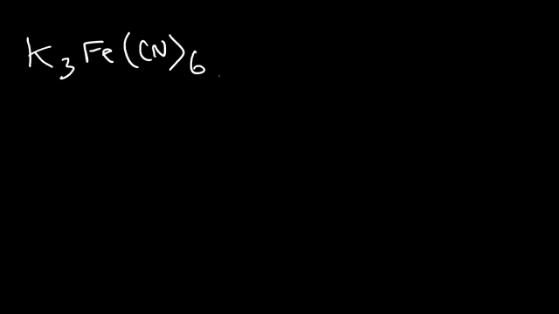Let's try this one. K3Fe(CN)6. So this time, notice that the anion is the complex ion. So the naming is going to be a little bit different in this example.